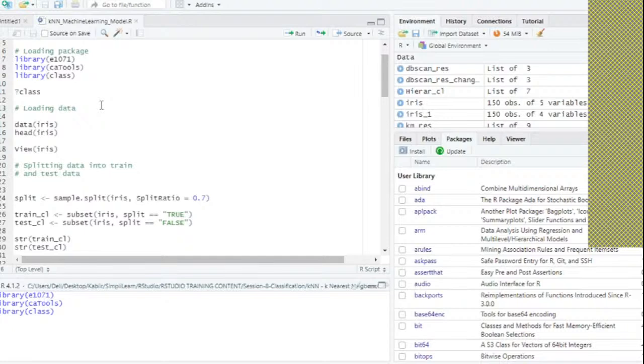So quickly, I'm sure all of you know what we are doing till line number 30. First, we are activating the three packages e1071, caTools, and class, and then we are loading the data, viewing it, and then doing cross validation.